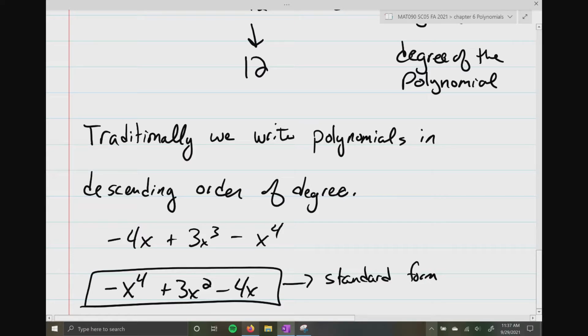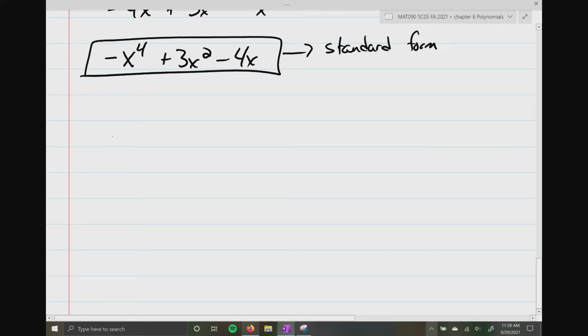All right. So now that we understand what a polynomial is, the degrees of the polynomial, degree of the terms, how do we write them, we can finally get into adding, subtracting polynomials. And here's the best part. You already know how to do it. There is nothing new I'm going to be teaching you here.